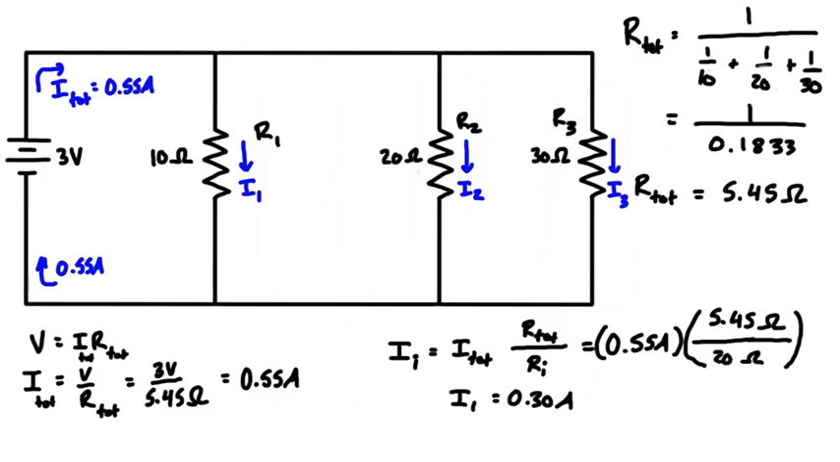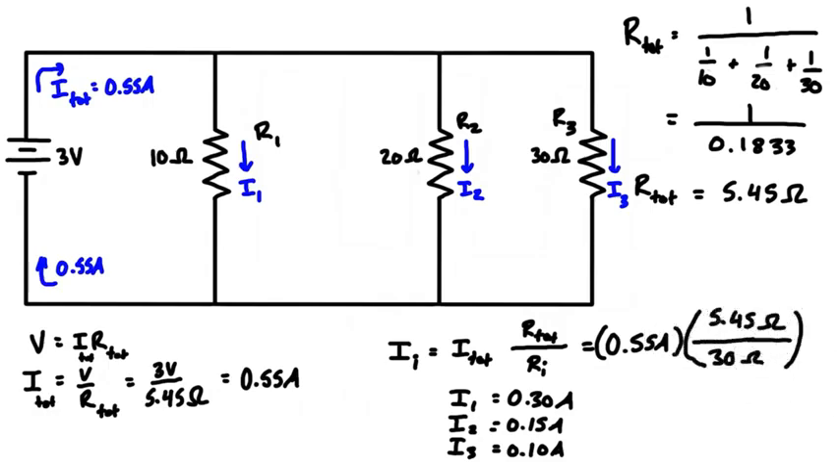For resistor 2, we can just come in here and update this value, so we're going to have 20 ohms on the bottom, and then we can do the same calculation, and we're going to find that I2 is equal to 0.15 amps. And then we can repeat it one last time. For resistor 3, if we just update this to 30 ohms, then the current flowing through resistor 3 is going to be 0.10 amps. And again, that's just 0.55 amps times 5.45 ohms divided by 30 ohms.